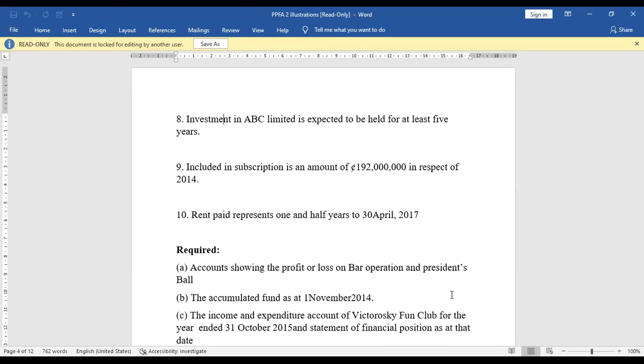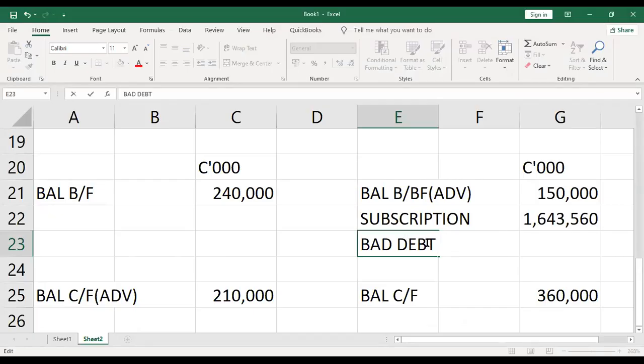Okay. So the one that we have out of 240 million for 2014, 192 is for 2014. So that means the surplus is the one that has been recouped from the previous year, which is 2013. So only 192 belongs to 2014. So bad debt will be 240 minus 192. That gives us 48,000.